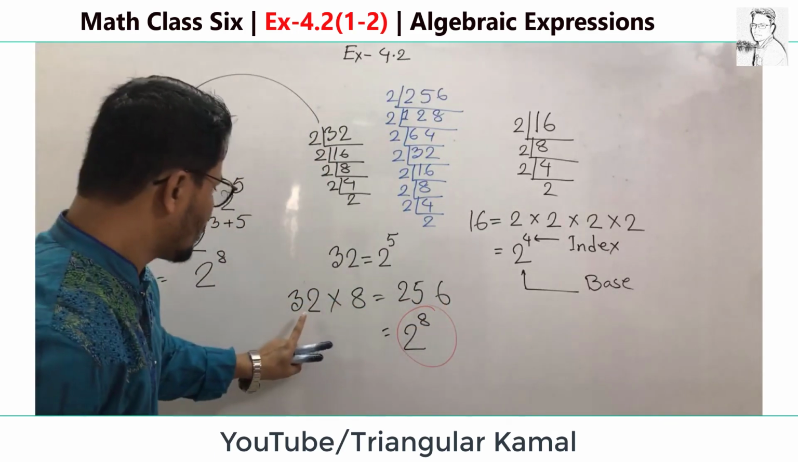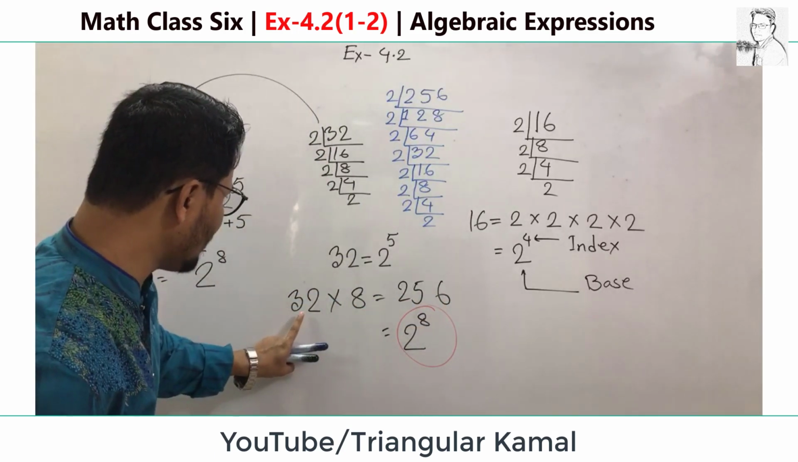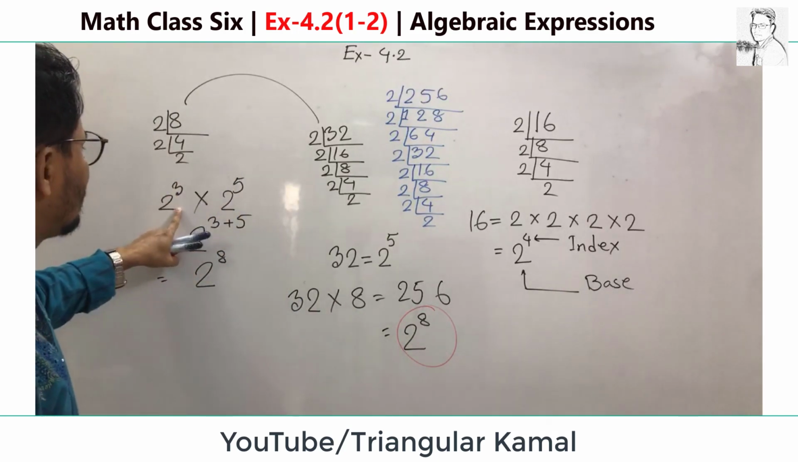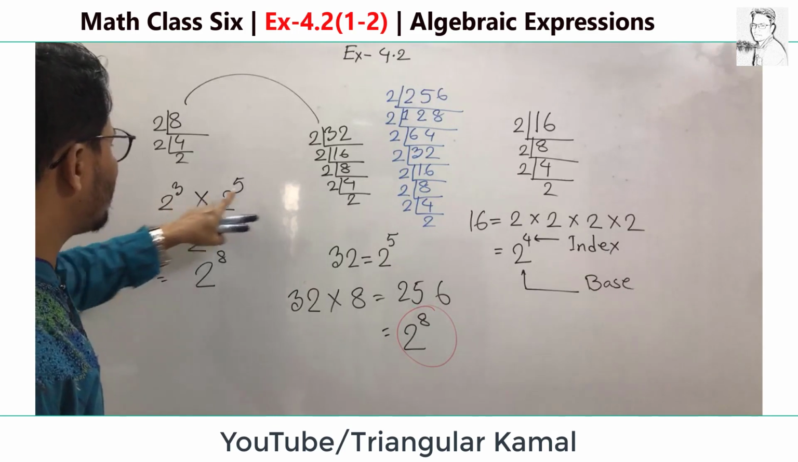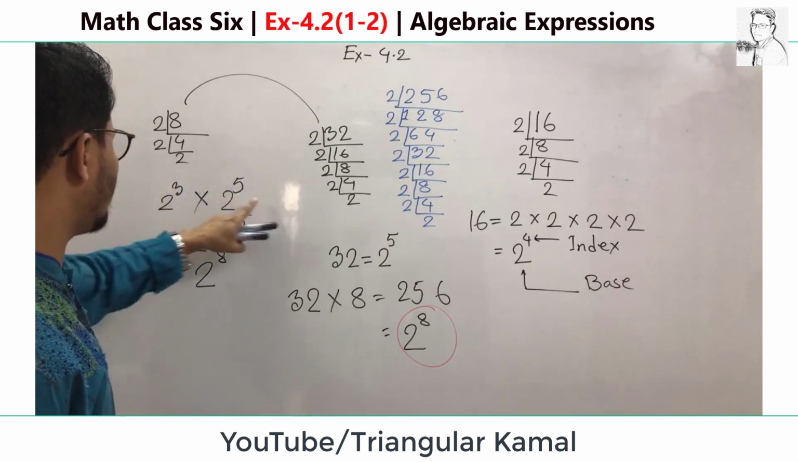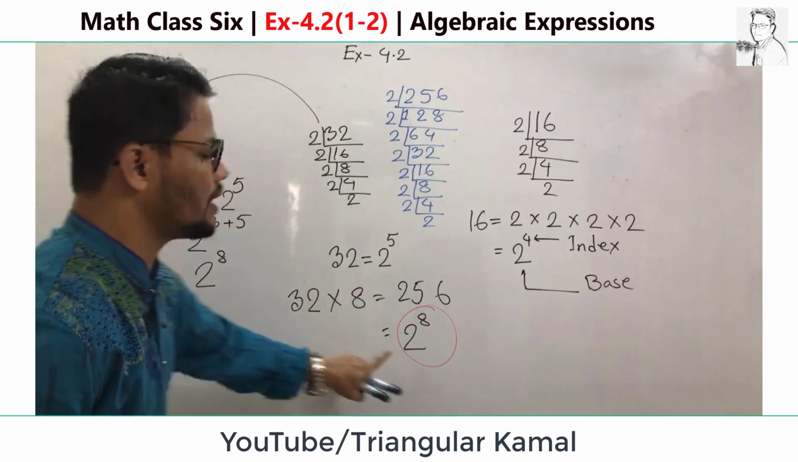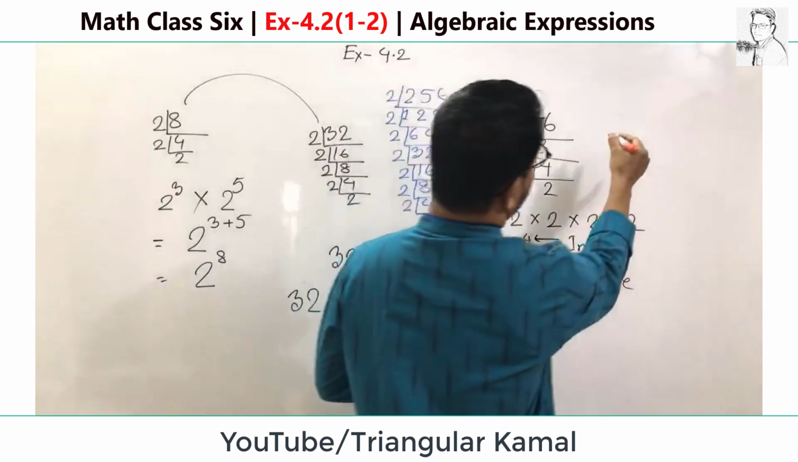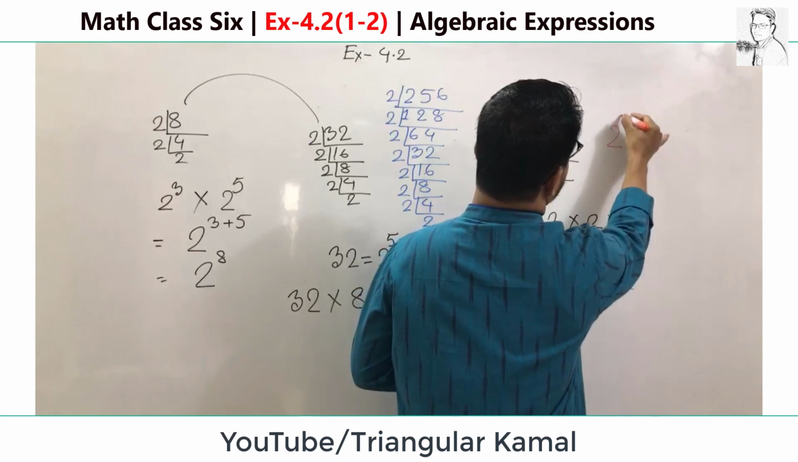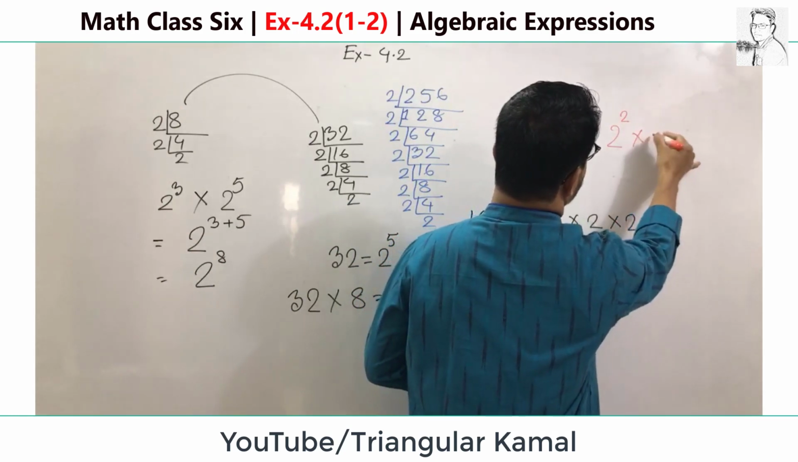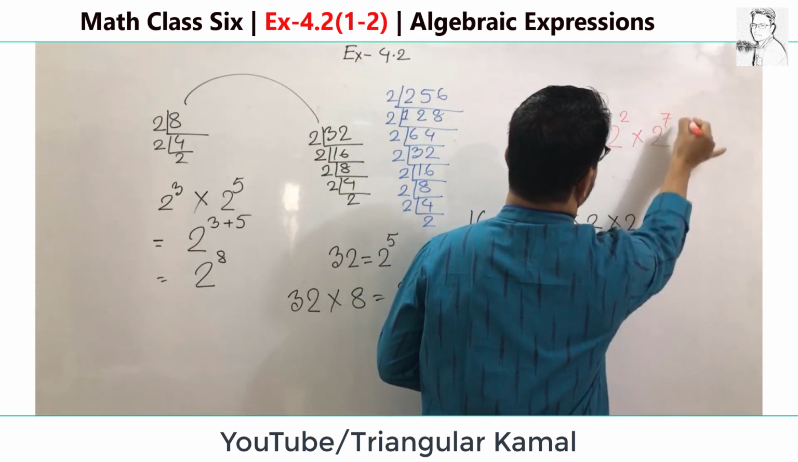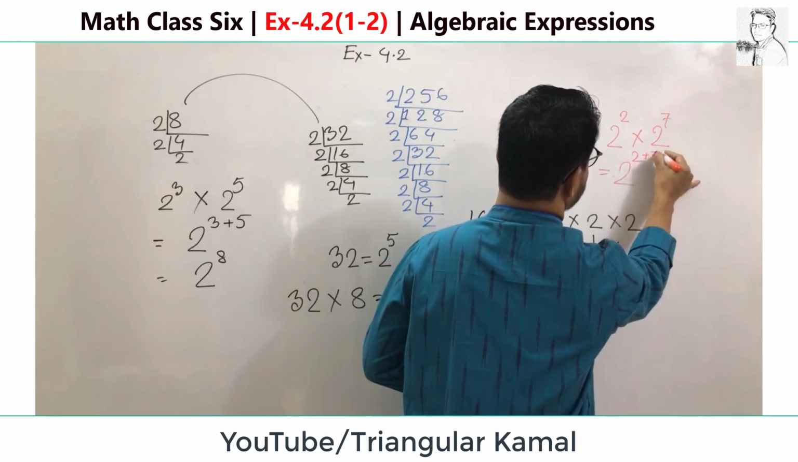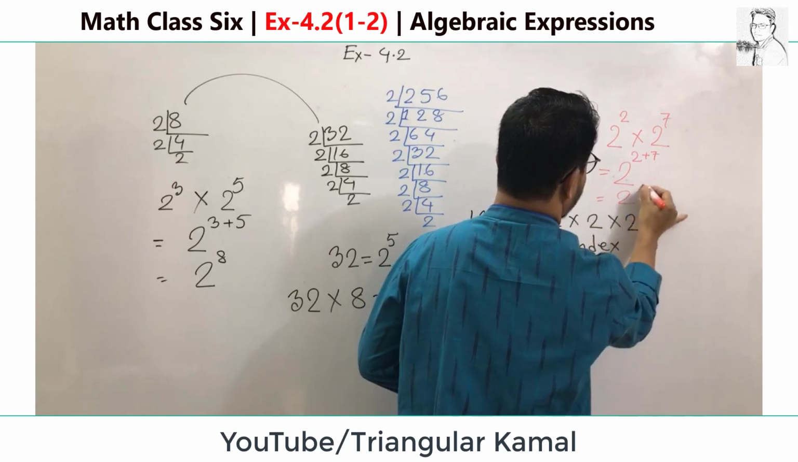But 256 is the multiplication of 32 and 8. So we can find here with their exponential form, and with their exponential form we can find the same result. So, dear students, if you multiply here 2 to the power 2 multiply with 2 to the power 7, the result will be 2 to the power 2 plus 7, that is 2 to the power 9.